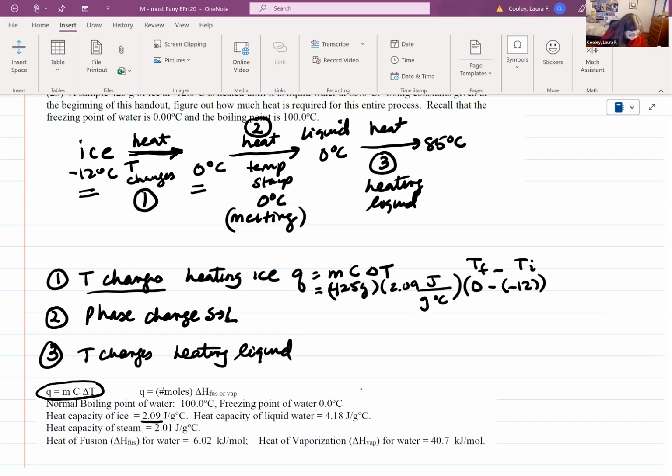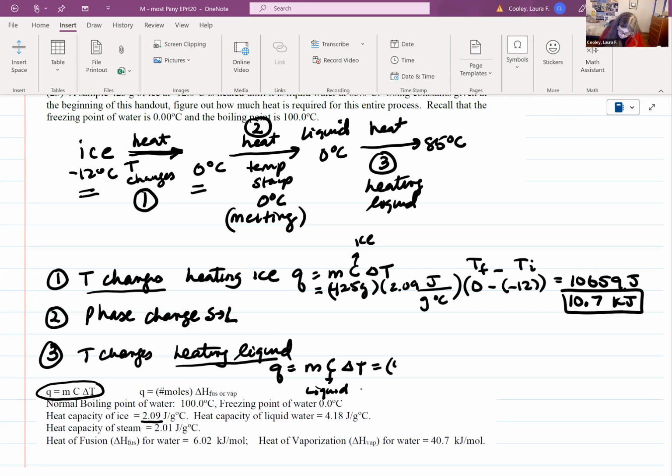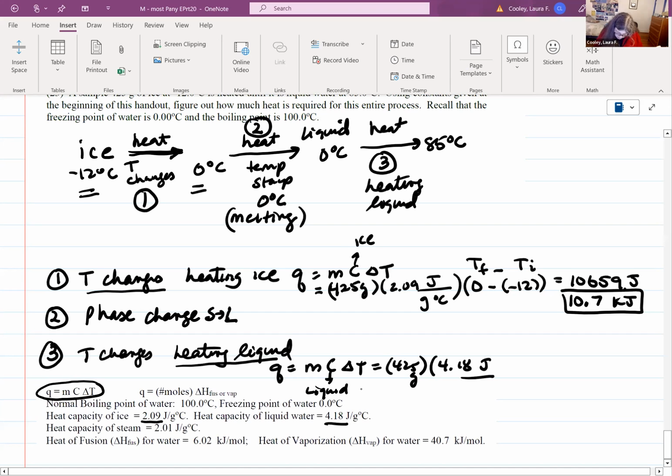And that comes out to 106.59 joules, so I'm going to move the decimal point, 1, 2, 3, that's 10.7 kilojoules. Okay, and now we use a similar method for heating the liquid. But notice this C is now for the liquid water. That one was for ice. So we still have 425 grams, but now the C for liquid water is 4.18. And now what's the change in temperature? It's going from 0 degrees to 85 degrees.